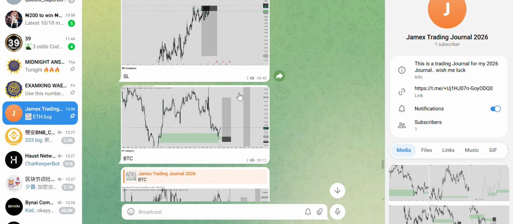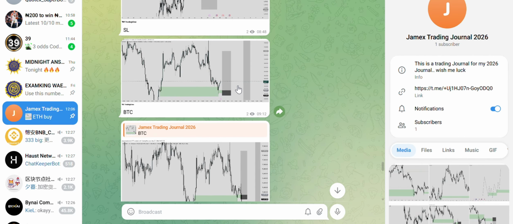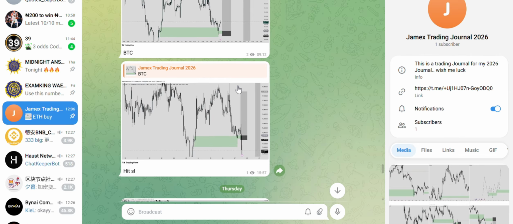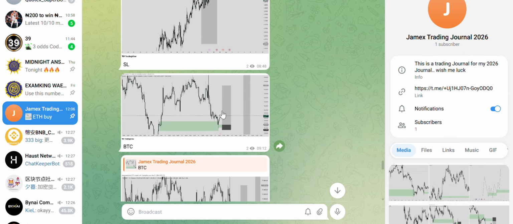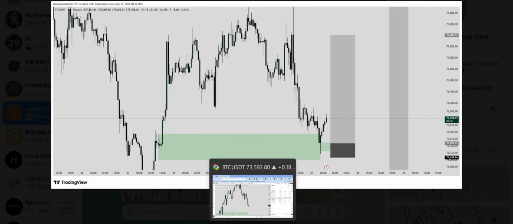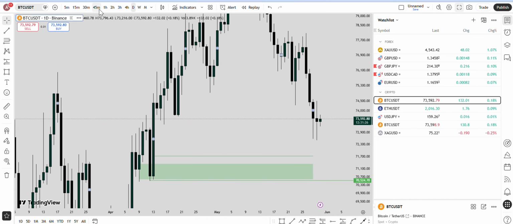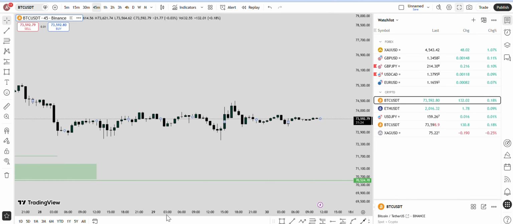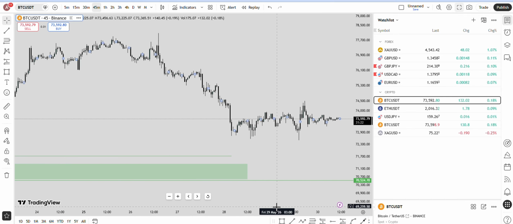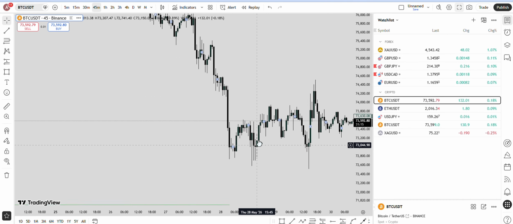So let's go down to BTC. Hey, I took so many trades. So this is BTC. That was on Wednesday. This trade was on the 45 minutes, and it eventually bought up. On the 45 minutes, it bought up. Let me show you. That was on Wednesday.